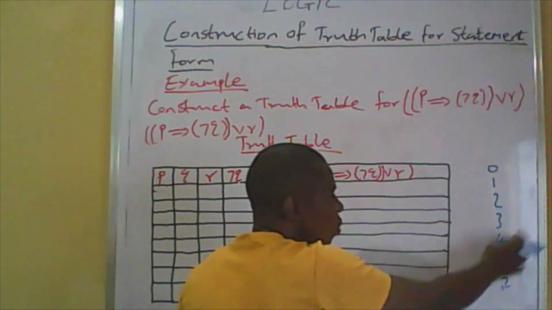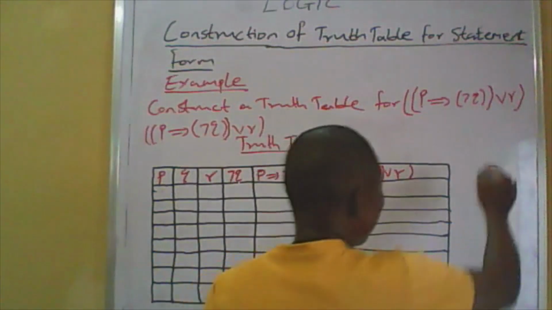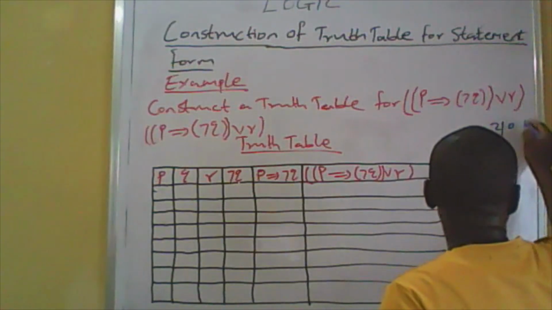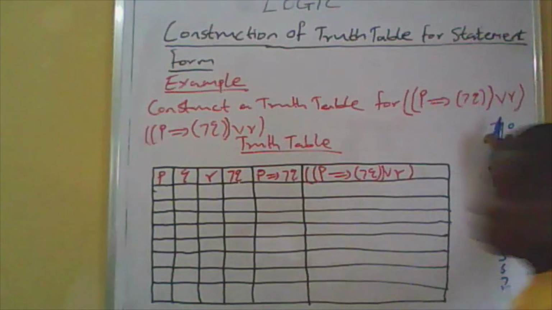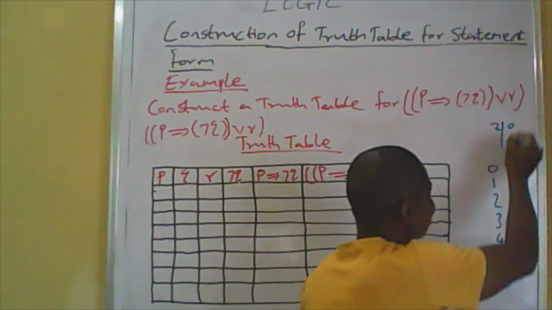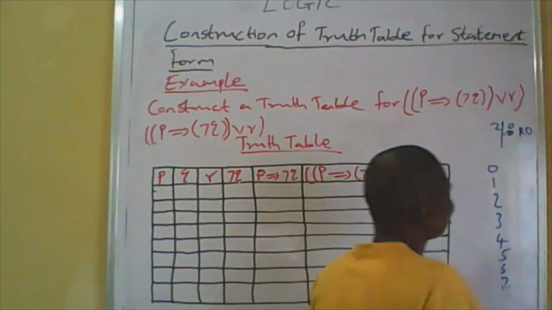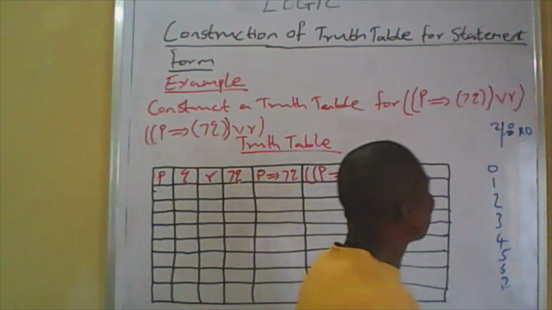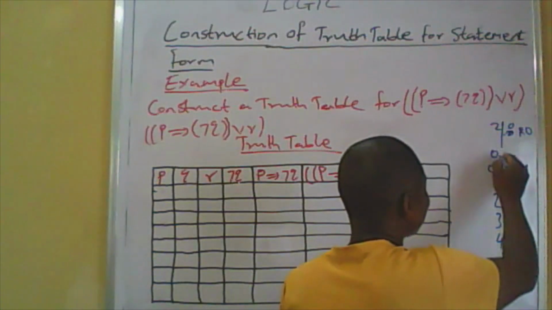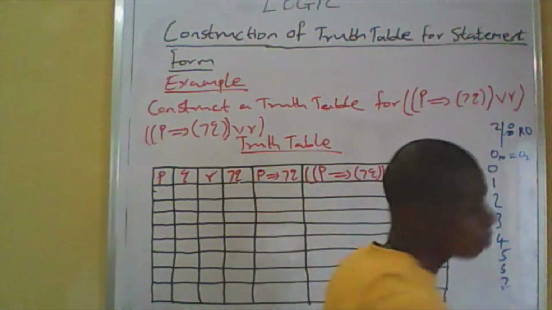Convert this number into binary numbers. Number one: if you convert 0 to a binary number, 2 divided into 0 is 0. So you have only 0. So 0 base 10 is equal to 0 base 2.